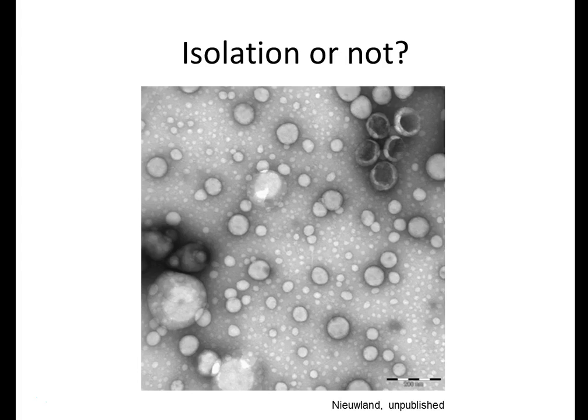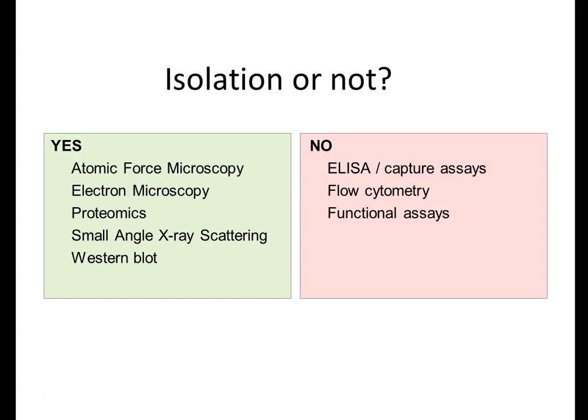Now, the first question you have to ask yourself if you're working with complex body fluids such as plasma is whether or not you have to isolate the vesicles. On the upper right you see 4 extracellular vesicles present in normal human plasma, but you also see many chylomicrons. For some applications it's essential that you isolate the vesicles, but for others it is not necessary.